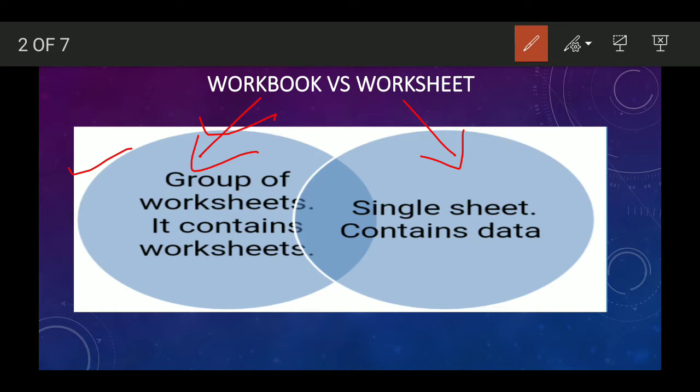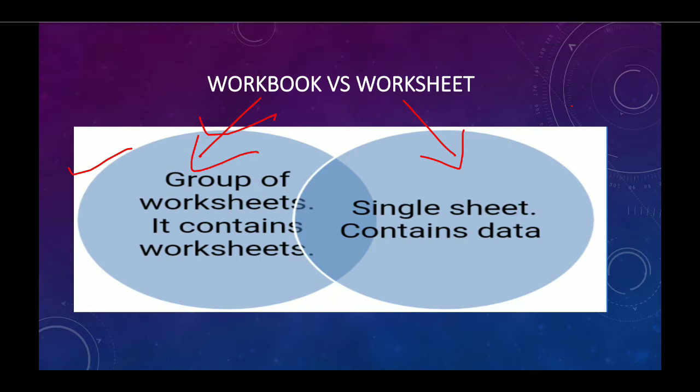So what is a workbook? A workbook is generally a collection of different worksheets. Okay, and a worksheet is a single sheet that contains data. Okay, so now let's understand it with an example. Suppose you have a notebook. Okay, and in that notebook you can see we have different pages. Okay, so the complete notebook is just like a workbook, and the single page of your notebook is a worksheet.